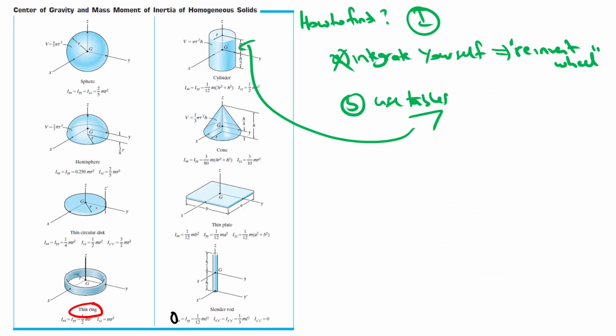From the table we see that there is a thin ring. We have it. And then we have a slender rod, which is the spoke. Then we can do the problem very easily. For the rod, we have the axis given as the y-axis or y-prime axis. We can choose any of them that we want.